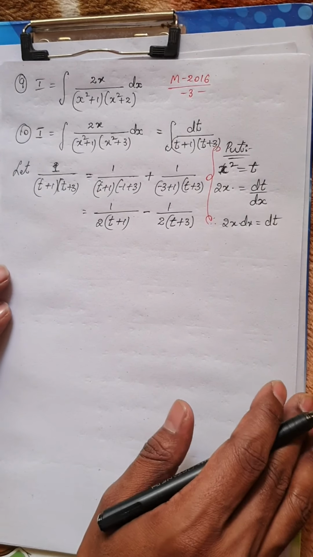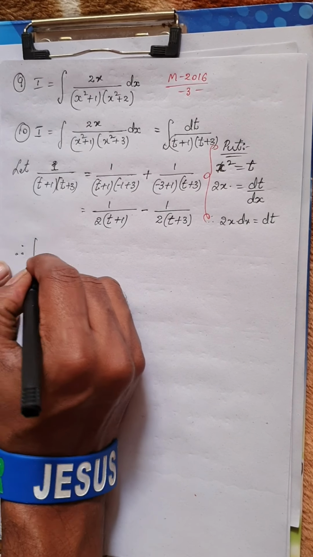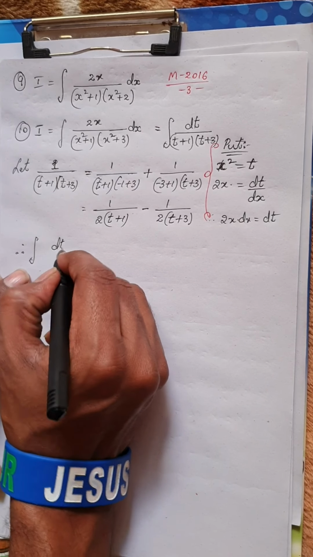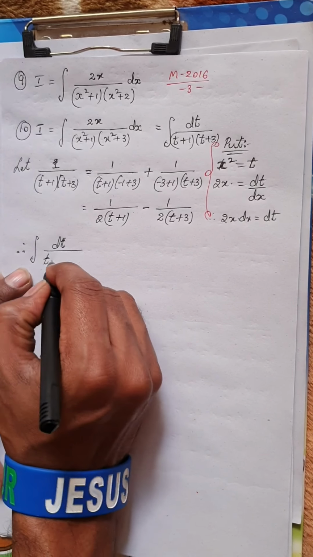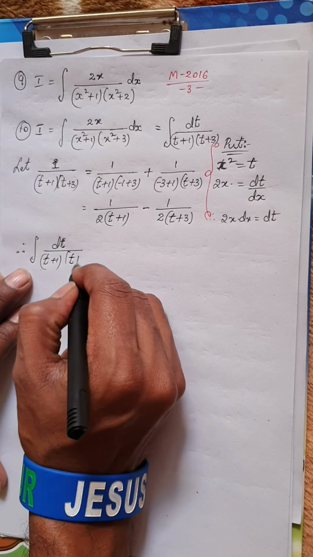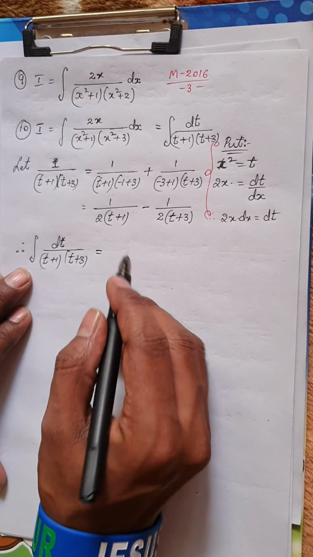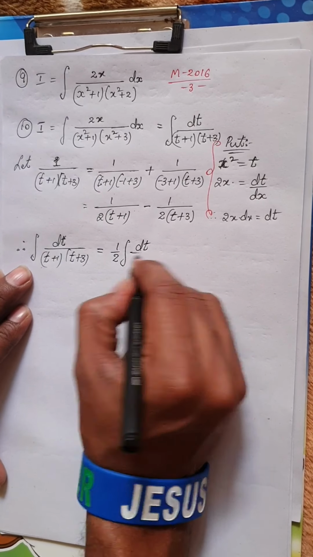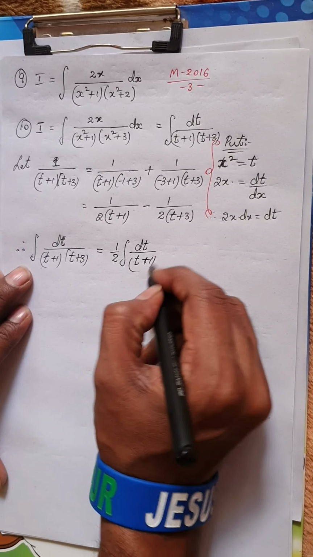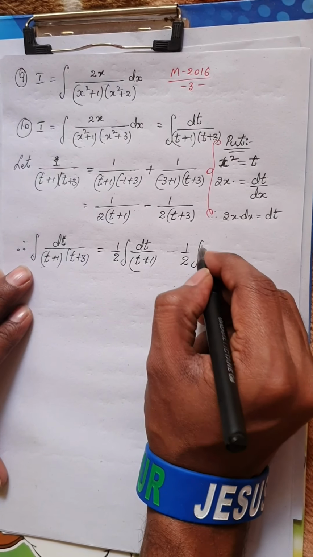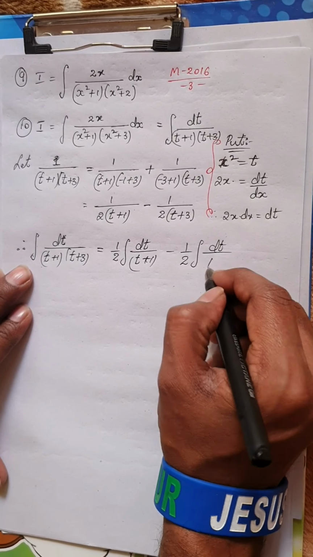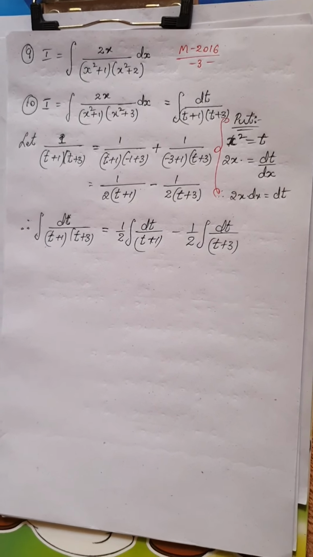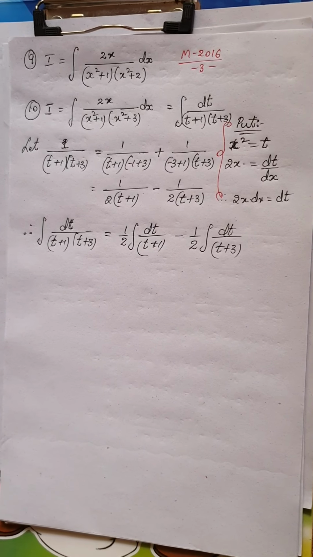Okay, therefore let us consider the integral. Therefore integral of, let us consider this first. Okay, dt divided by (t plus 1) into (t plus 3). This can be written as, let us split the integral. So it is half into integral of dt divided by (t plus 1) minus, again half is a constant, integral of dt divided by (t plus 3). Is it clear? So this is the regular process of partial fraction method. We are doing this.